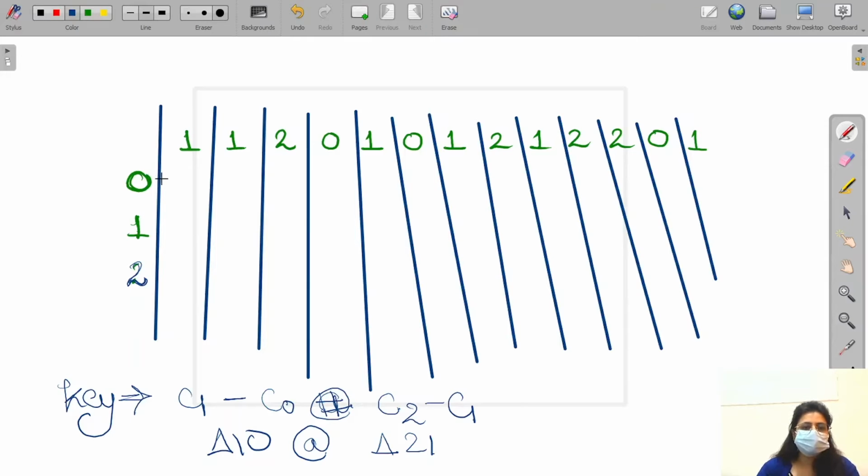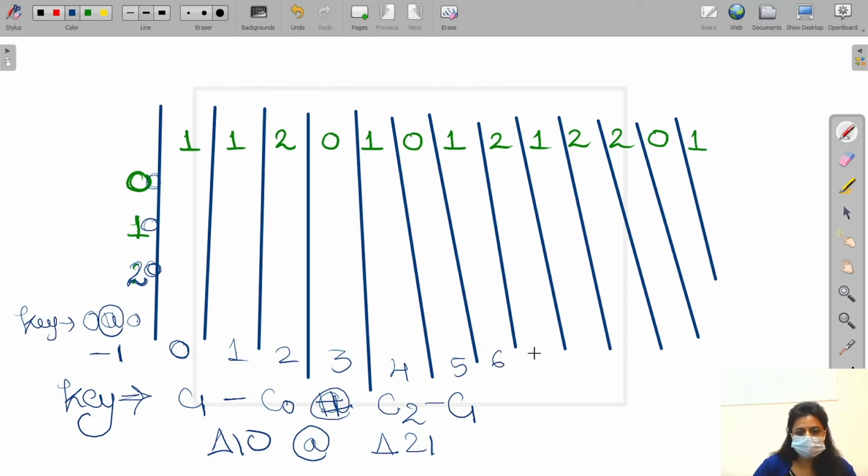Initially, the counts would be 0, 0, and 0. The key would initially be 0 minus 0, 0 at the rate 0, and the index would be minus 1 here. The indexes are 0, 1, 2, 3, 4, 5, 6, 7, 8, 9, 10, 11, and we have 12. Let's move ahead.